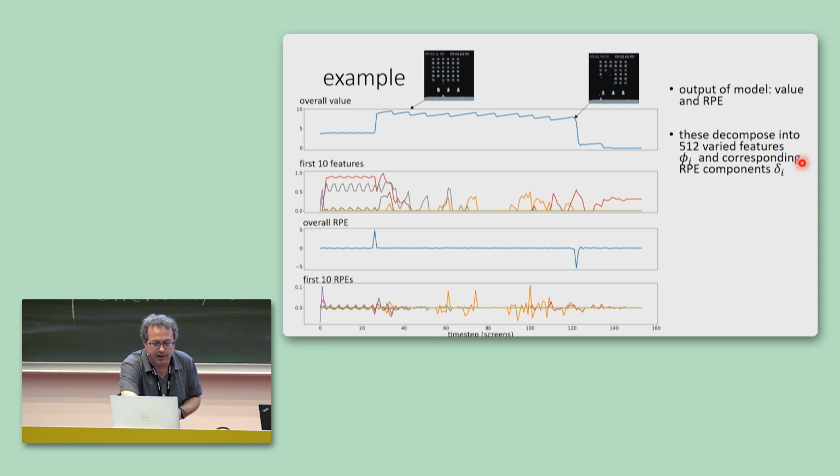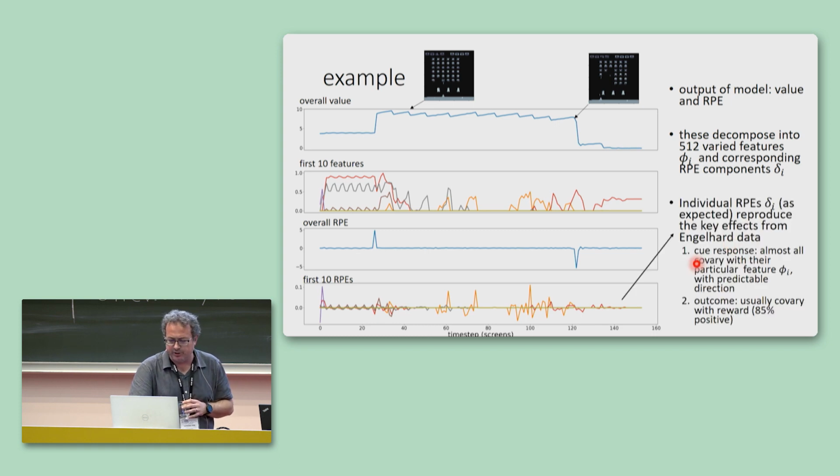So we can see how to decompose a complex high-dimensional state into these simple scalar aggregates, and decompose the simple scalar response into complex high-dimensional features. And these prediction errors themselves, by just the algebra that I showed you before, reproduce the key effects from the Engelhard data.